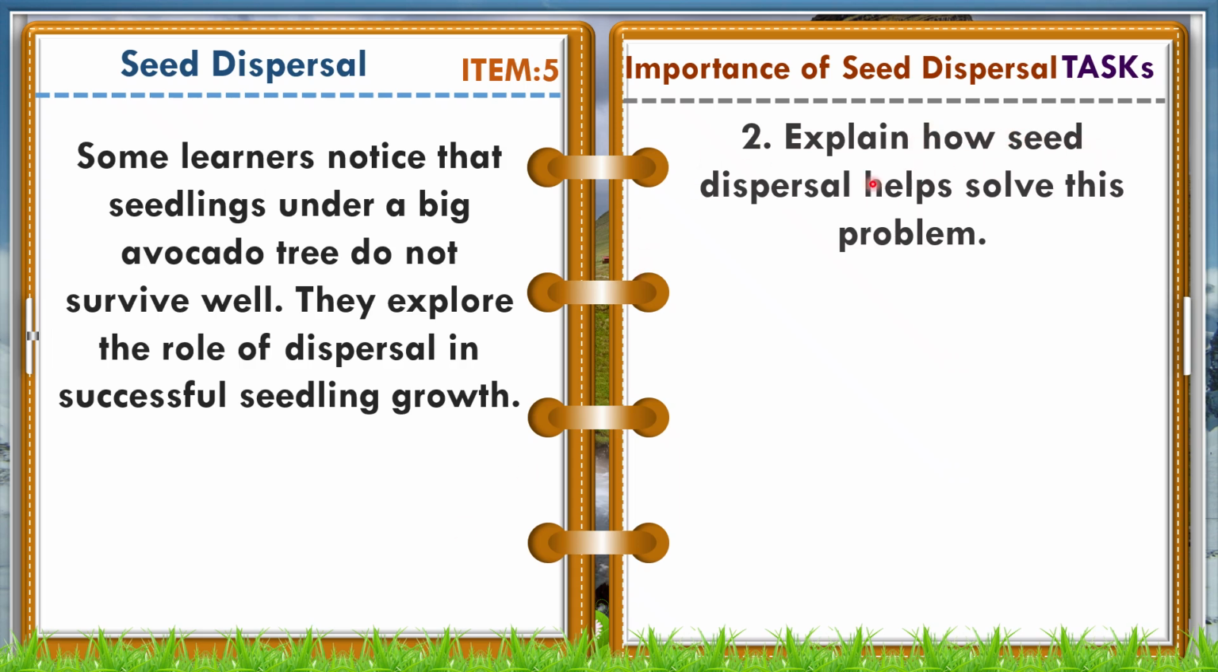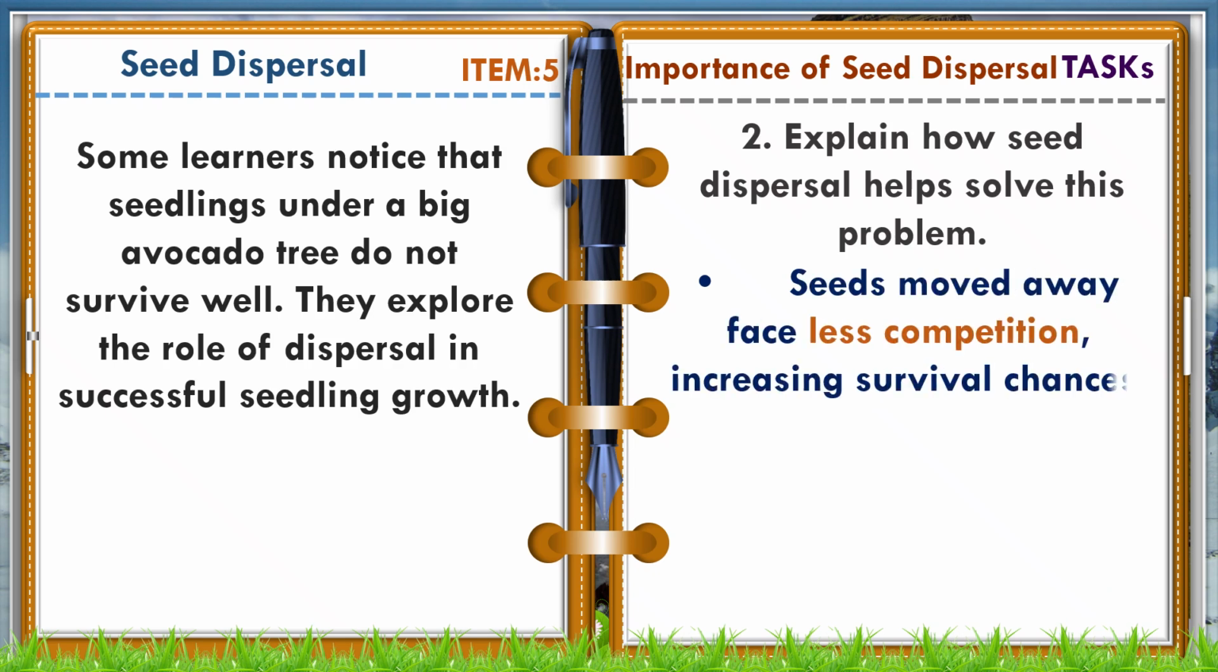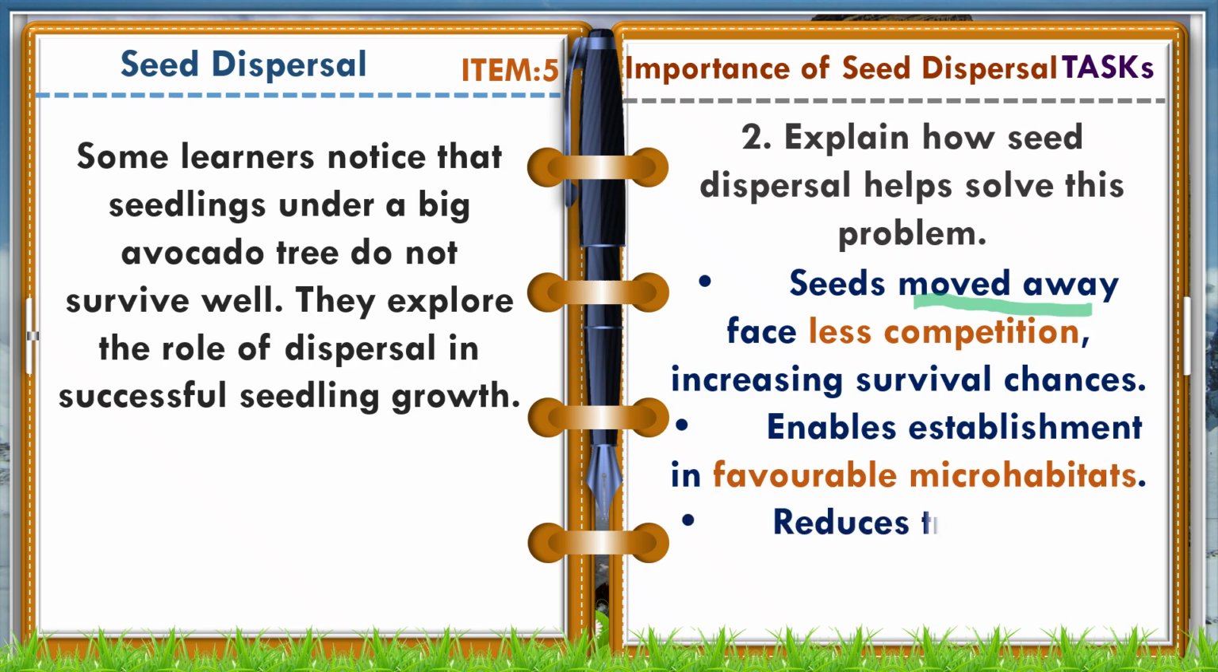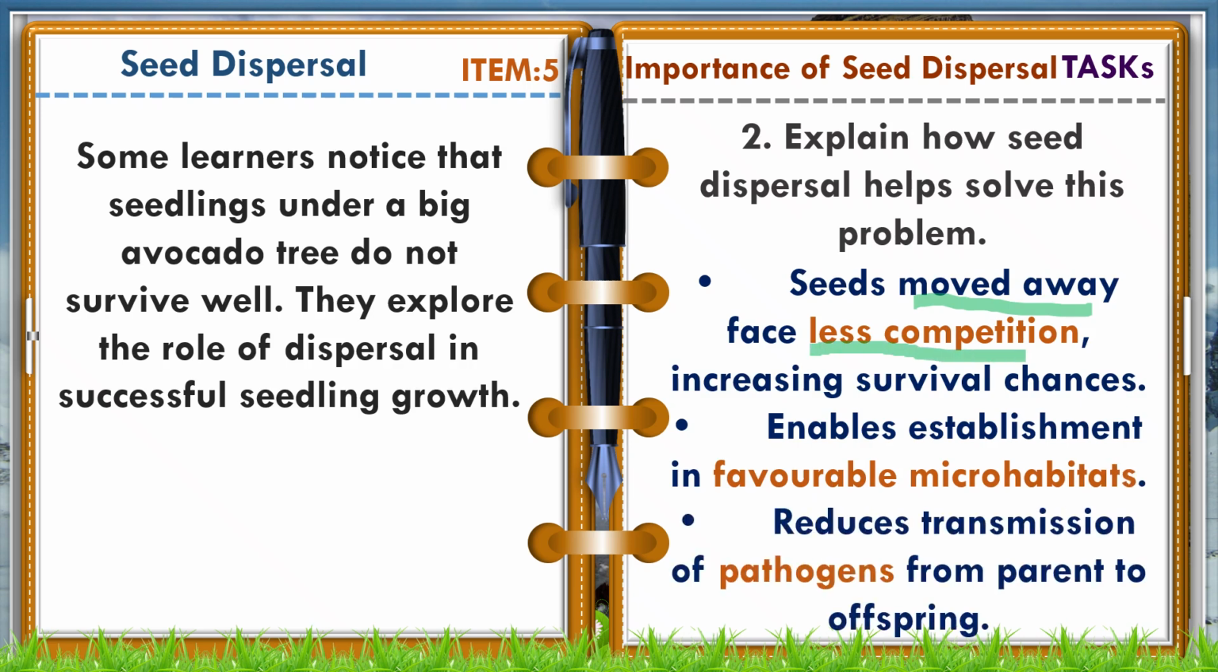Explain how seed dispersal helps solve this problem. Seeds move away, face less competition, increasing survival chances. It enables the establishment of favorable microhabitats. It reduces the transmission of pathogens from parents to offspring.